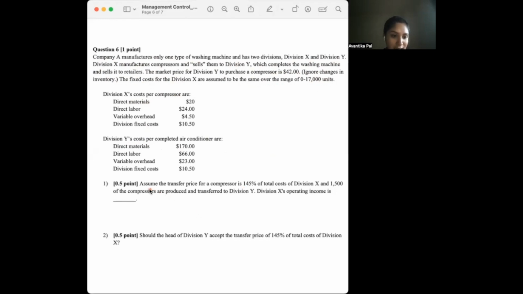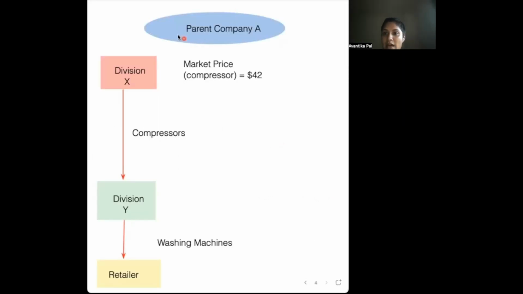So question 1 is: assume the transfer price for a compressor is 145% of the total cost. And then you have to get Division X's operating income. So first, let's try and understand exactly what the situation is saying. Your parent company is Company A, and they've got Division X and Division Y. Division X is the one who makes the compressors, and they sell it to Division Y. Then Division Y makes the final product, which is your washing machines, and that is sold to retailers. And we know that the market price of the compressor is $42.